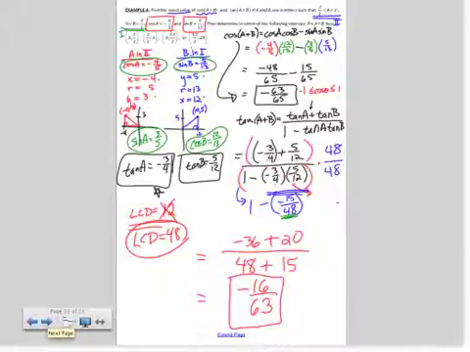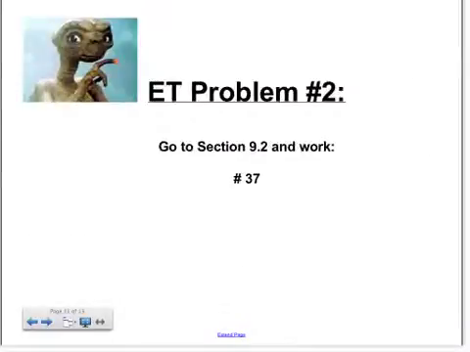Okay? So be careful of this mistake right there. That is just going to be when you're dealing with tangent, because we have this product right here. That meant that our denominator actually became 48. Okay? All right, so do number 37 in section 9.2.